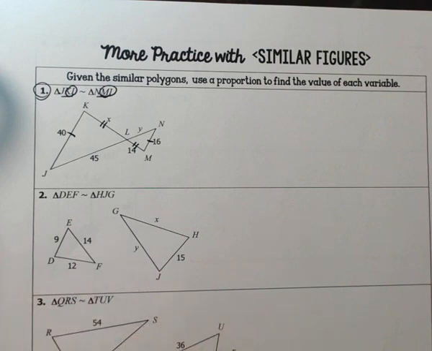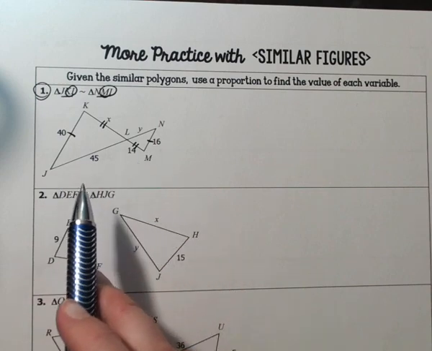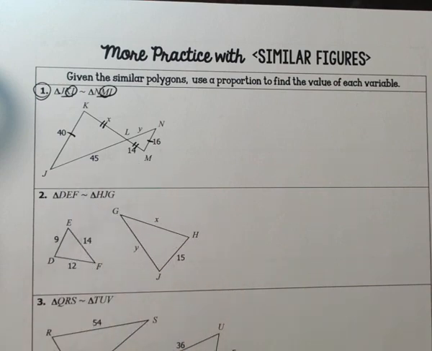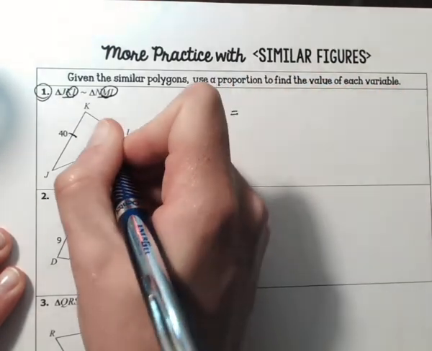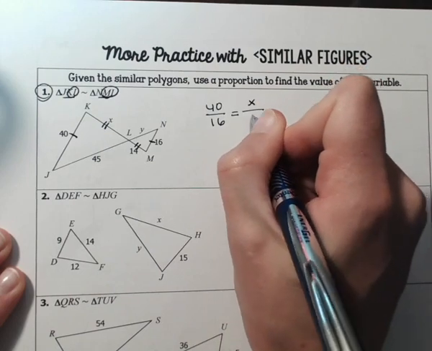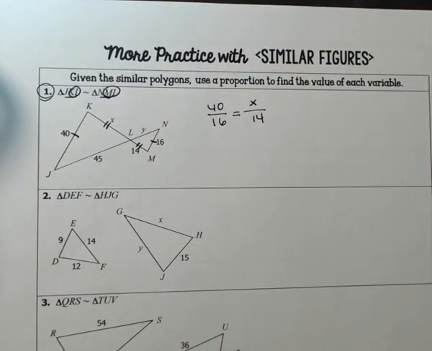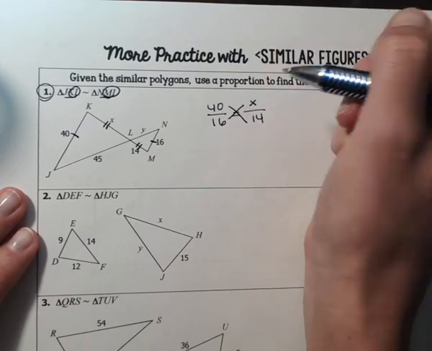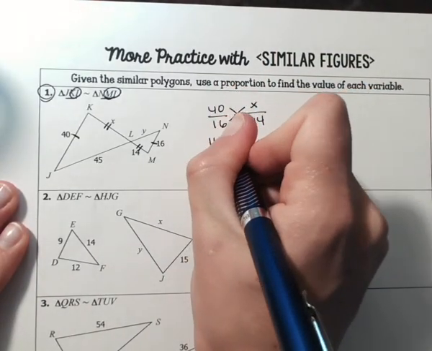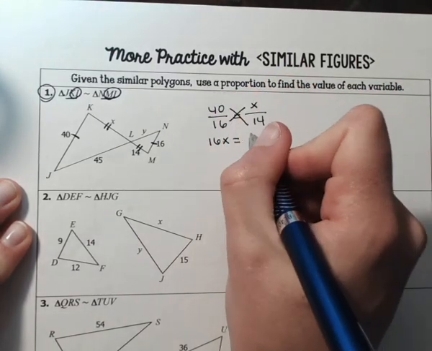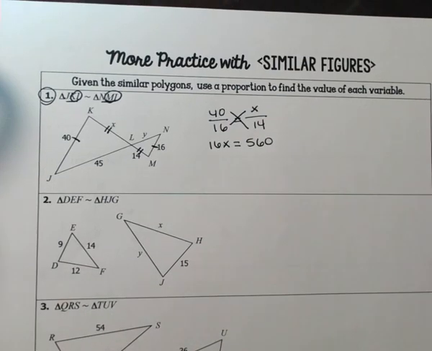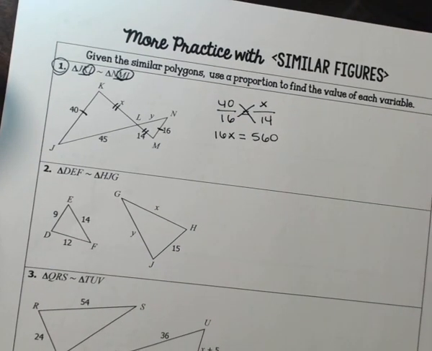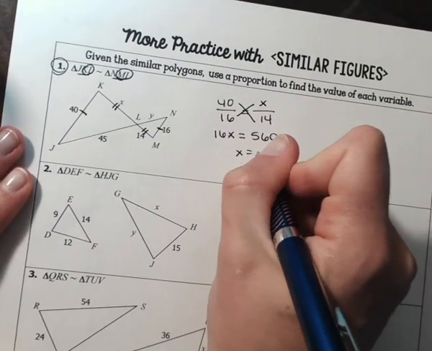I'm going to put the bigger triangle over the smaller triangle, equal to the bigger triangle over the smaller triangle. Remember, you could go the opposite way. You just want to be consistent in the problem. So I'm going to put 40 over 16, and then set it equal to, going back to the bigger triangle on top, x over 14. Then I'm going to cross multiply and solve. So I'm going to take 560, divide that by 16, x equals 35.